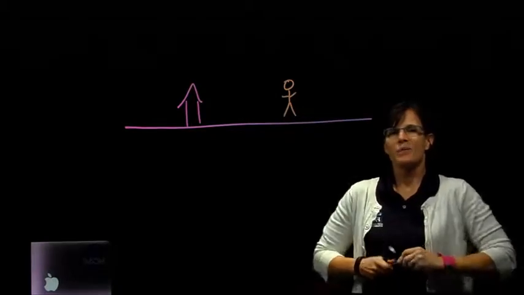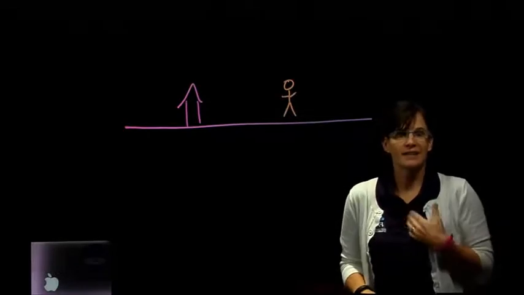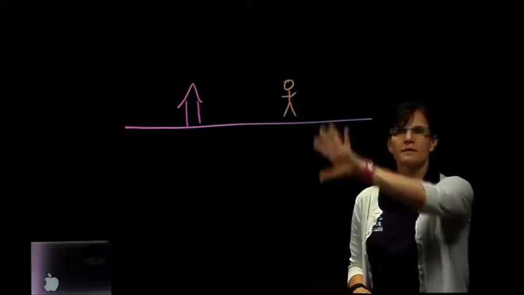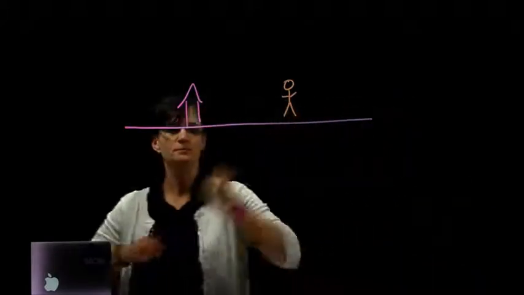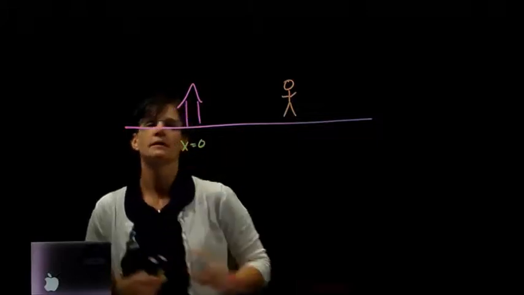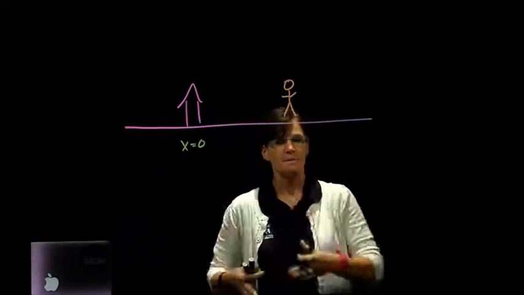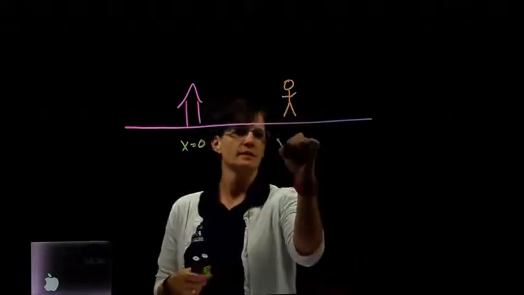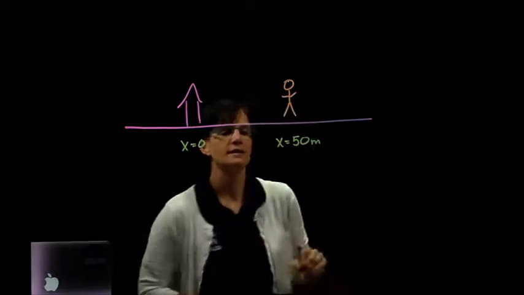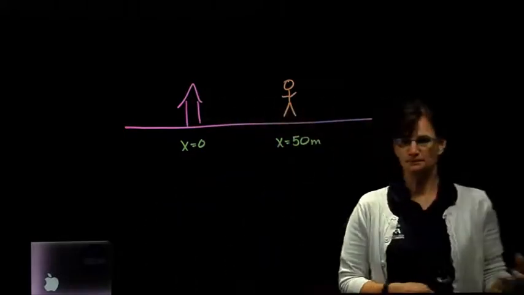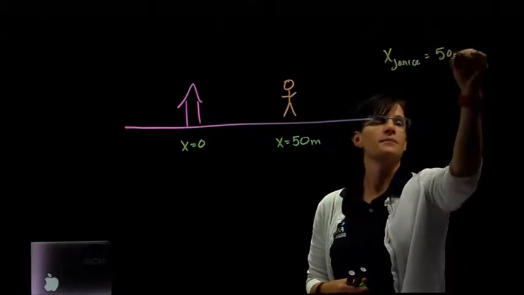Now, if I want to say, where is Janice located, I have two choices. I can say, all right, I get to define the origin. So if this is my world and this is what the picture is, where's 0? Well, I could say that 0 is at the house. Define the origin of the space at the house. If 0 is at the house, then Janice is 50 meters east of the house. Janice is at position 50 meters. So the position of Janice is 50 meters.